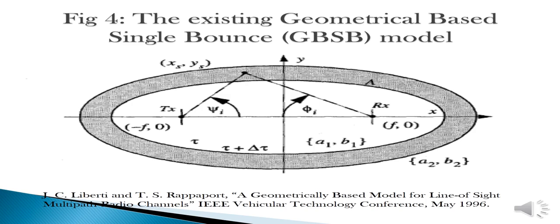Now, this figure 4 shows the existing geometrical based single bounce model. This model was derived by J.C. Liberti and T.S. Rappaport in 1996. Up to date, variants of these models have been researched or given out in literature. Why we go back to this model as far back as 1996 is to start from the original and see what is obtainable from those variants.